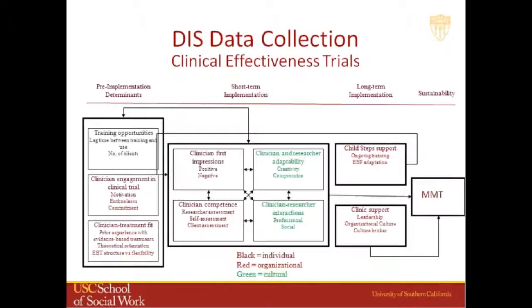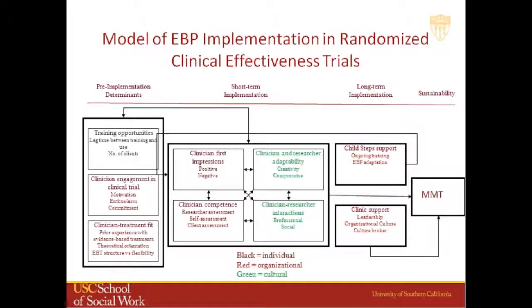Next slide, please. What we were able to accomplish with all of this information was to generate a model of EVP implementation in randomized clinical effectiveness trials. And that model identified a series of themes which could be likened to variables or groups of variables if we would imagine this being a quantitative study.